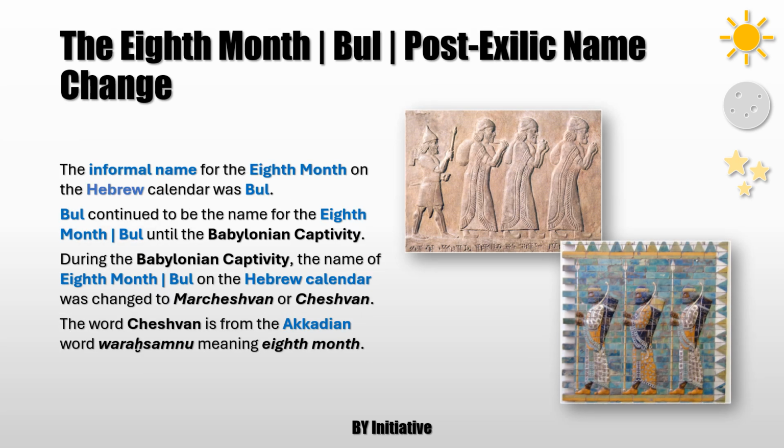Just like all the months on the Hebrew calendar, the 8th month underwent a name change during the Babylonian captivity. Bul continued to be the name for the 8th month, that is the informal name, until the Babylonian captivity. During the Babylonian captivity, the name of the 8th month on the Hebrew calendar was changed to Marcheshvan, or Heshvan for short. The word Heshvan is from the Akkadian word Warasamnu, meaning 8th month.